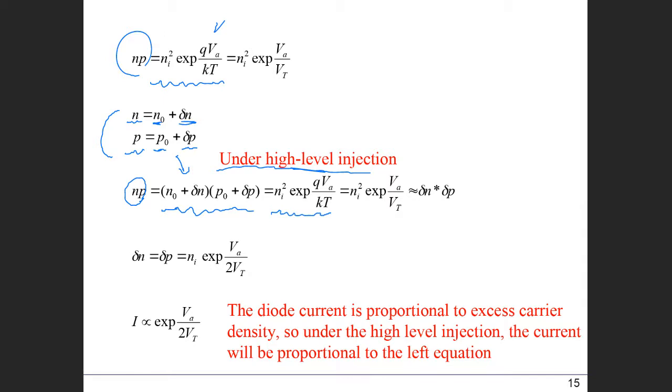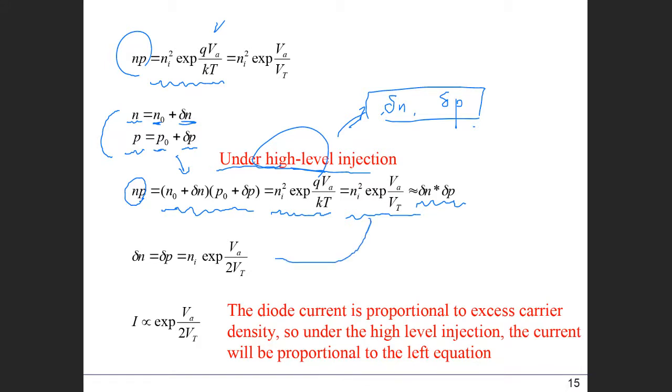Okay. Now, at high-level injection, the generated electrons and holes are at levels comparable to the carrier concentration, so we can approximate with this equation. Because the generated electrons and holes are at the same level, we can approximate their concentration as roughly following this formula here. Okay.